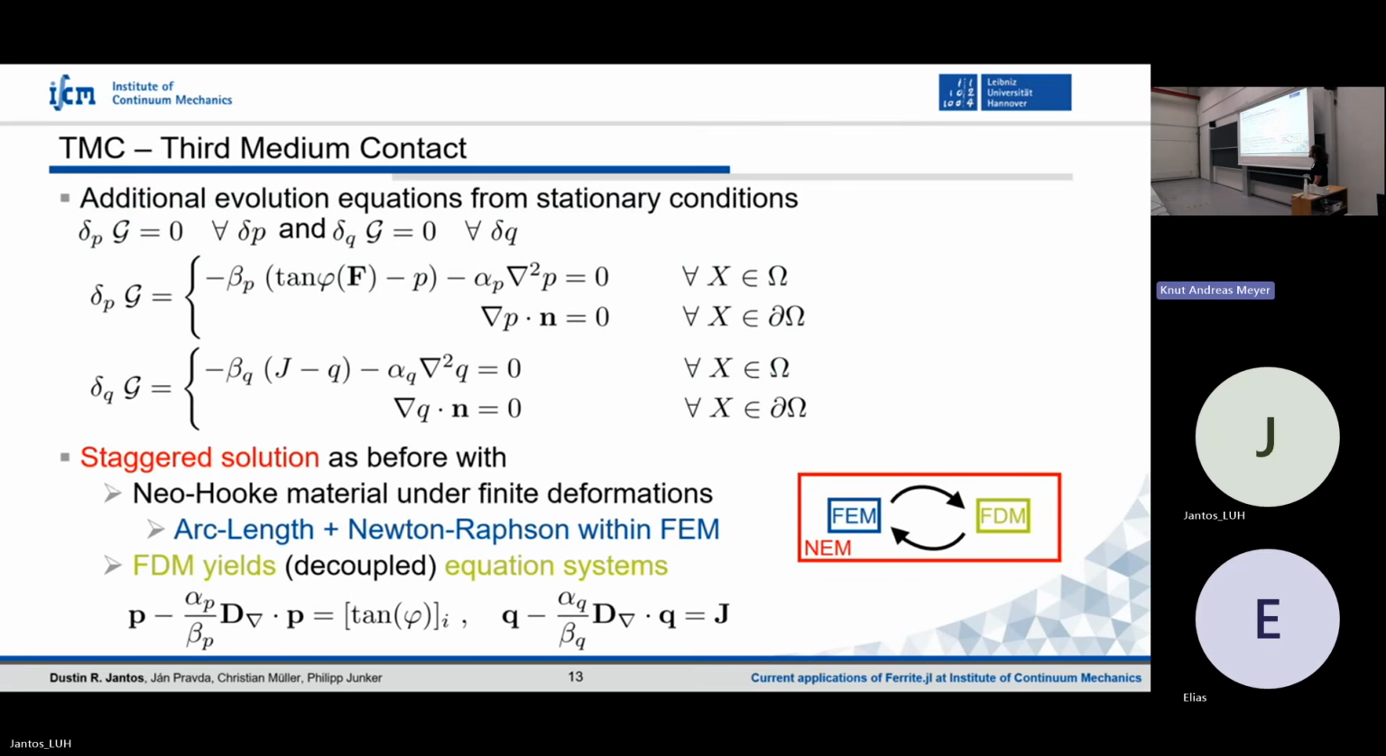And of course, we have two additional unknowns. You could use P and Q as additional nodal unknowns, but then you have a lot of computational time. So we also used this NEM approach, where we have a staggered scheme, and P and Q are just solved with finite differences. Here you get an equation system you just have to solve by yourself, and this doesn't actually have anything to do with FEM.